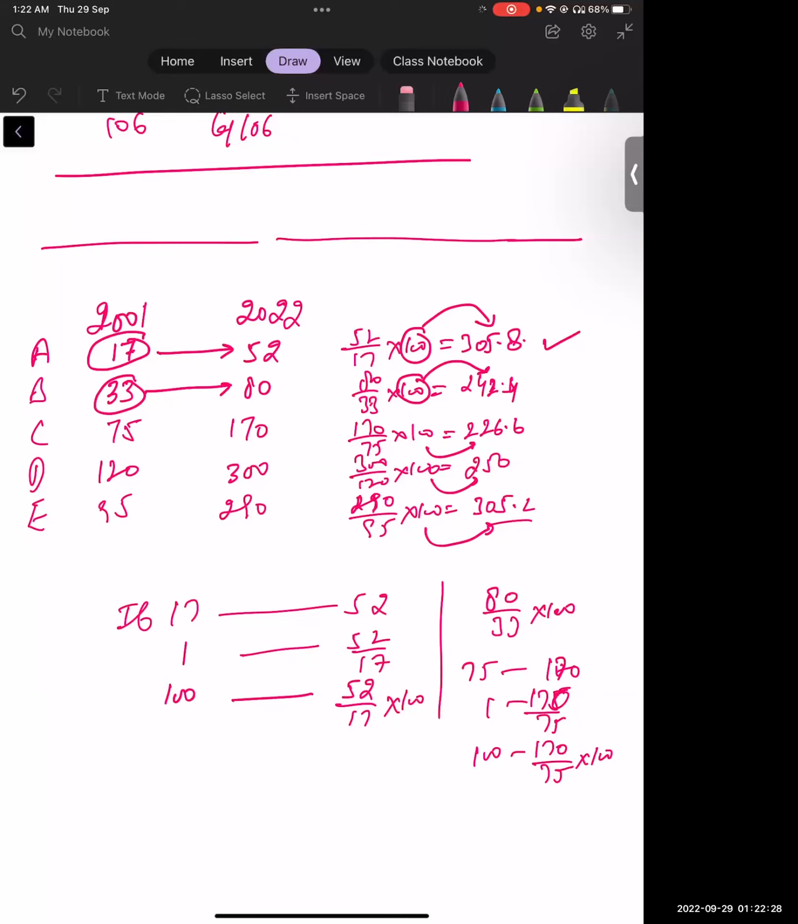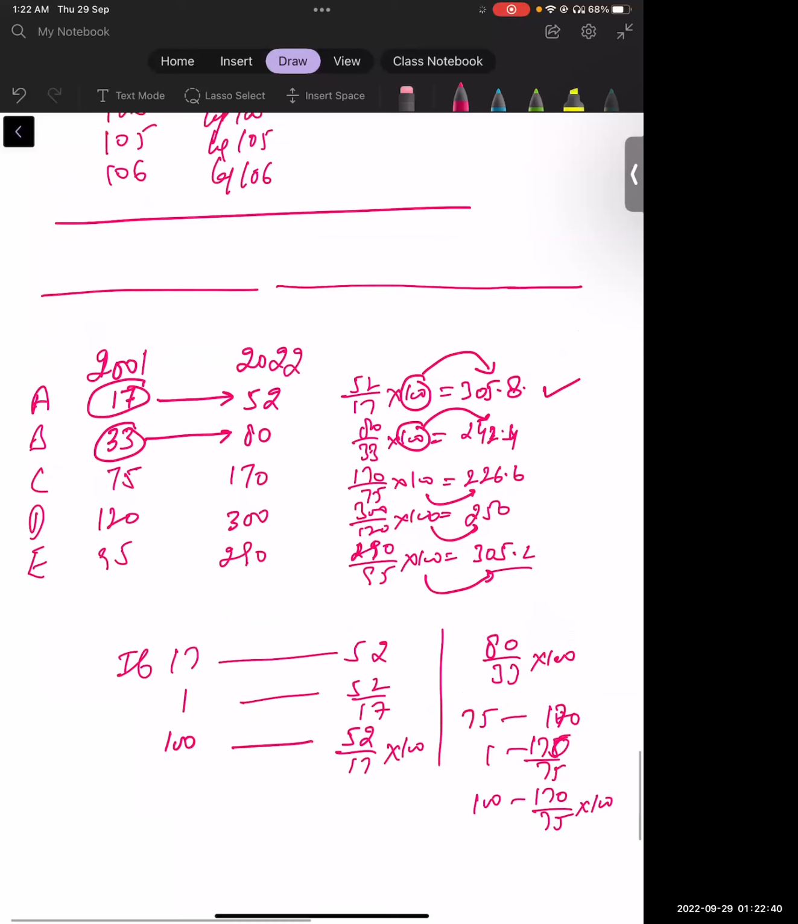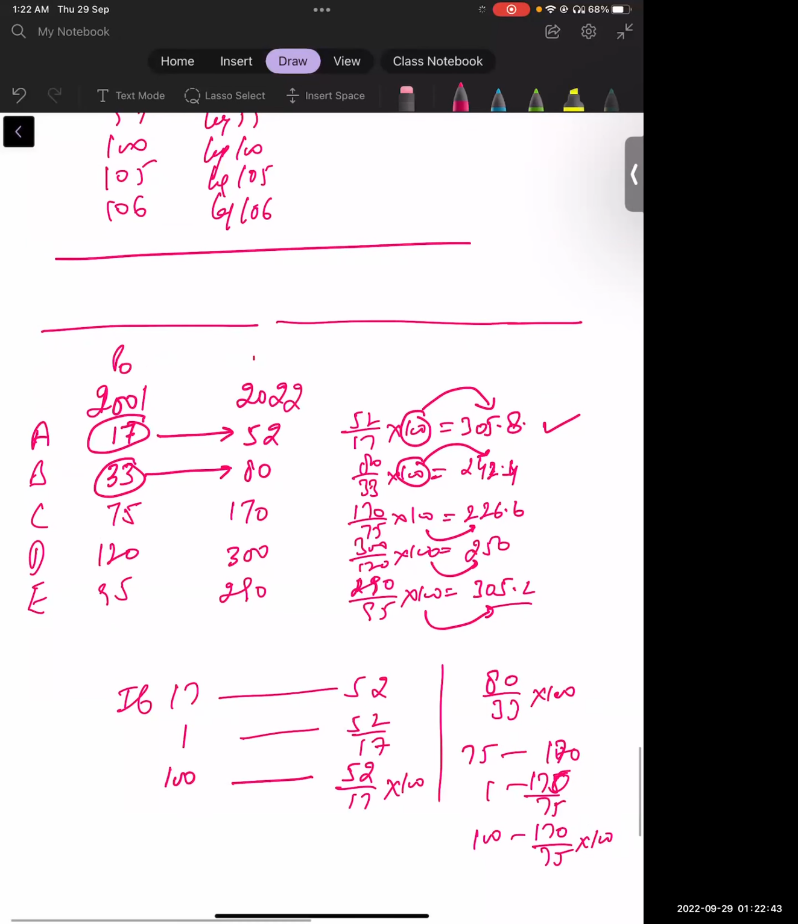Indexation is done by keeping the current price in the numerator and the previous price in the denominator, into 100. Suppose it was P0, it is P1. Then what I have done is P1 upon P0 into 100. Got it?